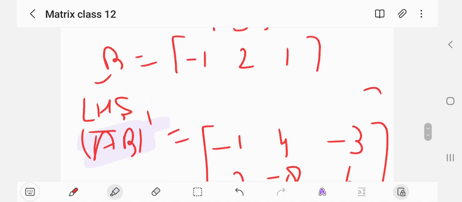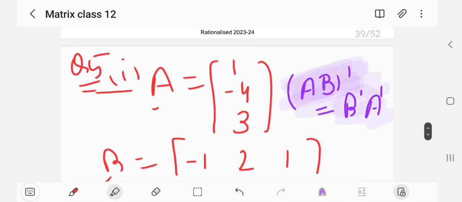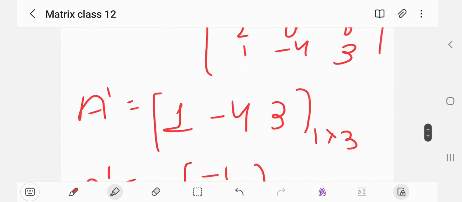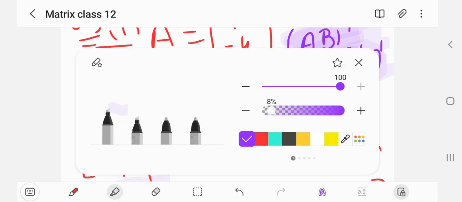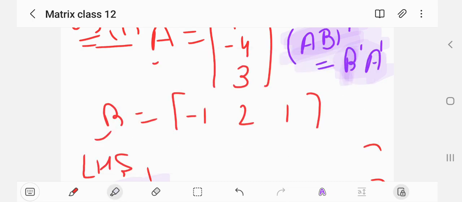Now move to the right hand side. This is my right hand side. In the right hand side, what do I have to find first? Let me change the color. As you can see, we have to first find B transpose, then A transpose, and then combine them, basically multiply them.